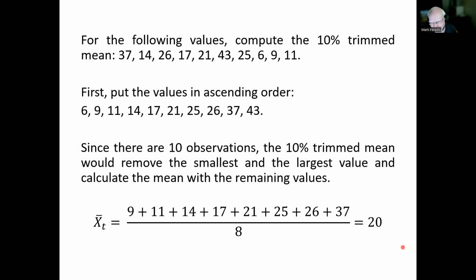And then we calculate the average based on the remaining values. In this particular case, 6 is the smallest one, 43 is the largest one. So we drop those, right? We drop those, and then we take the average of the 8 remaining: 9, 11, 14, 17, 21, 25, 26, 37. 8 are remaining, so 8. And we'd put it as X bar T, showing that you're doing a trimmed mean. And so the trim mean, the 10% trim mean, is 20 in this particular case.